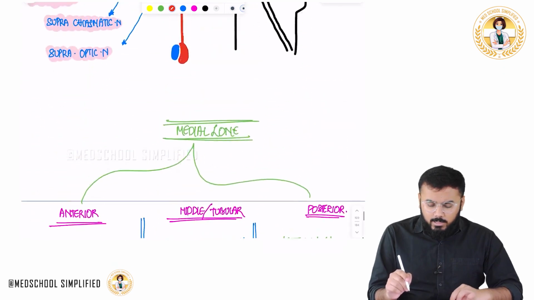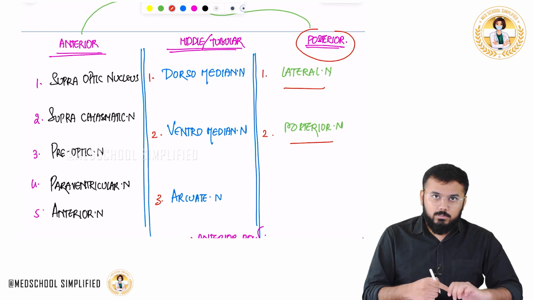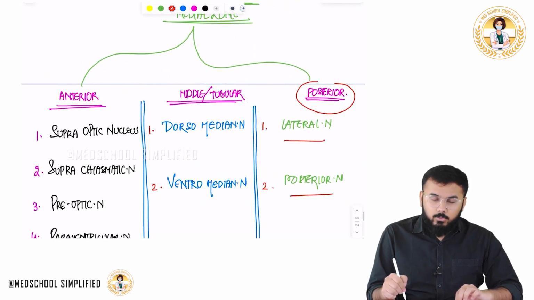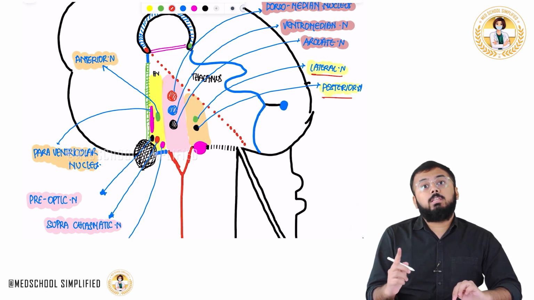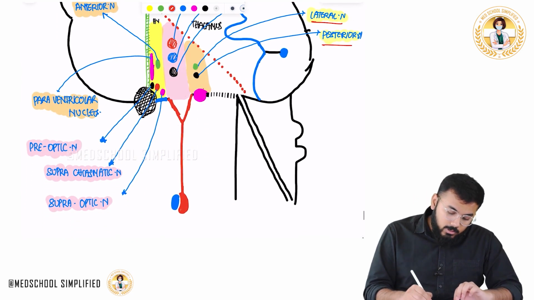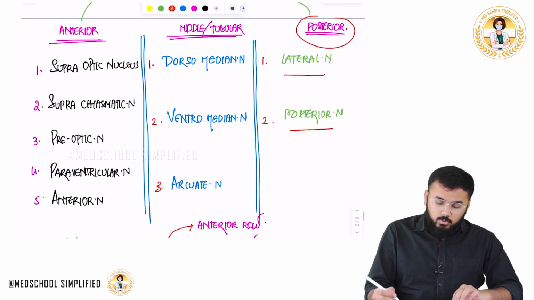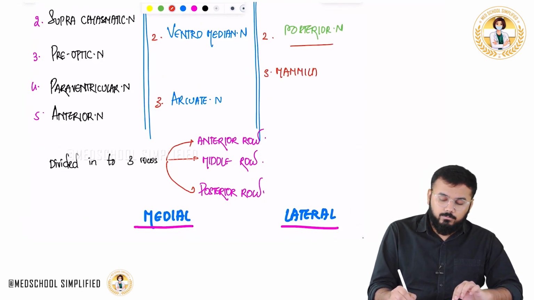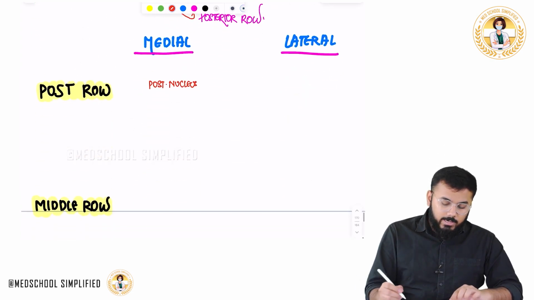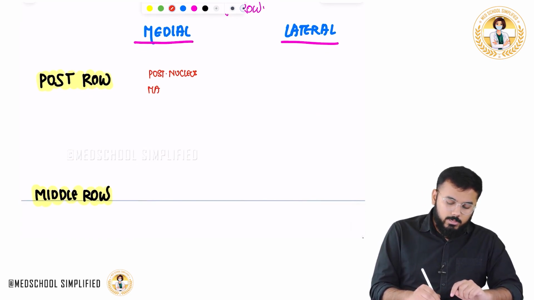See guys, here we have discussed in the posterior side only the lateral as well as the posterior nucleus, right? So all of you look here, what are the nuclei? Lateral nuclei and posterior nuclei. But actually there is also a third nucleus. Do you know what this is? This is the mammillary body nucleus. So even we have the third important thing, that is the mammillary body nuclei. So in the medial side, we have the posterior nucleus and the mammillary body nucleus.